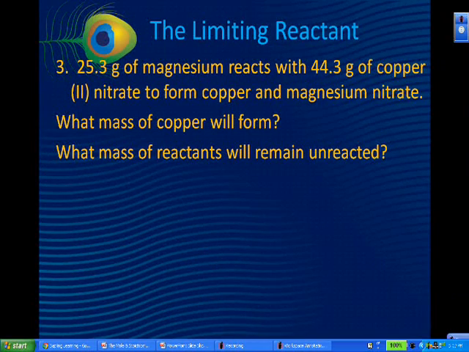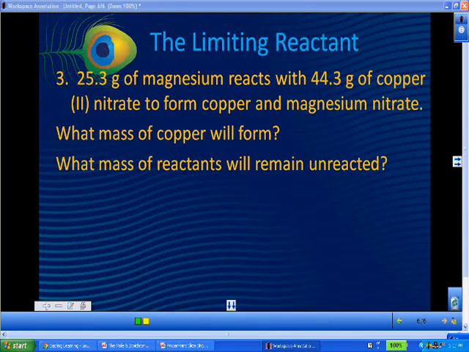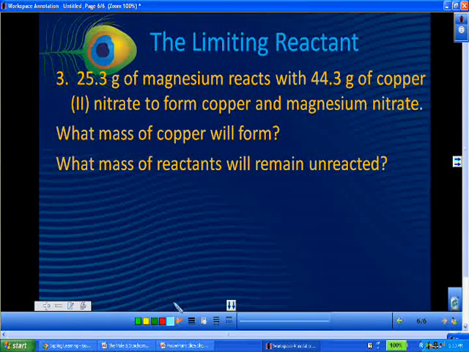This is the last problem on this tutorial, and it asks, you have 25.3 grams of magnesium, and it reacts with 44.3 grams of copper(II) nitrate to form copper and magnesium nitrate. So it wants to know what mass of copper will form and what mass of reactant will remain unreacted. So let's take a look at this equation.